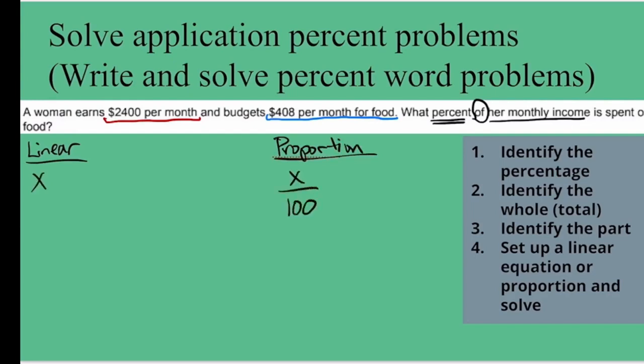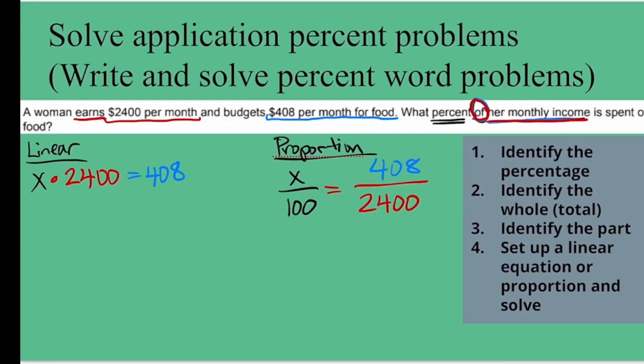So x over 100. The of tells me my total. So my total is going to be my income. And that is in red, not blue. Her monthly income is what she's earning. $2,400 is the total, which means that is what we are multiplying by. That's going to equal the 408. That's part of her income.